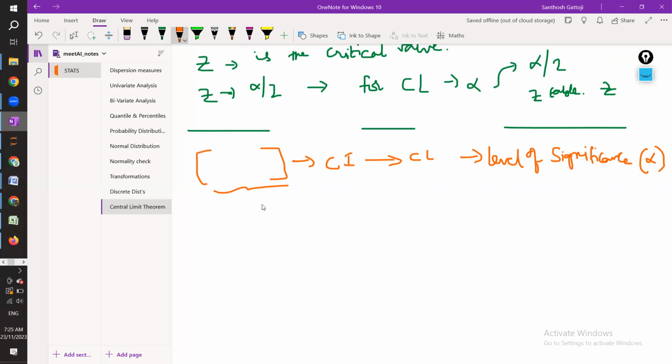Now the relation between the confidence level and alpha: confidence level equals 1 minus alpha, guys. Or in a better way, you can understand this as: whatever confidence level you are going to take plus alpha will always be equal to 1. Always equal to 1. And what this is, we'll see.